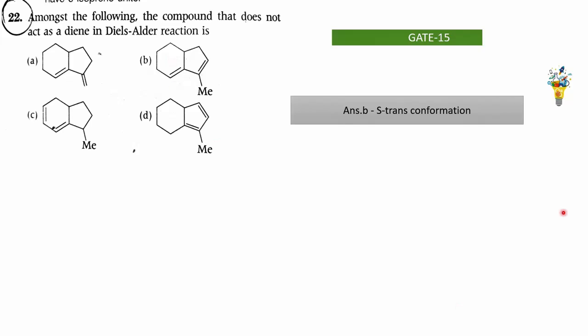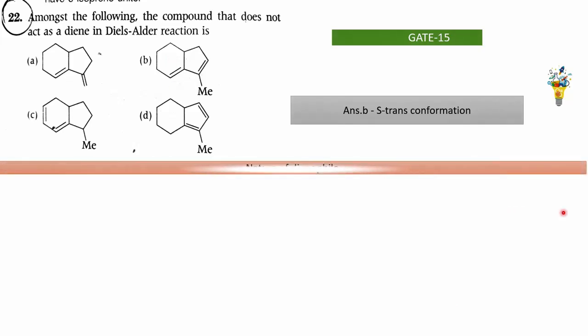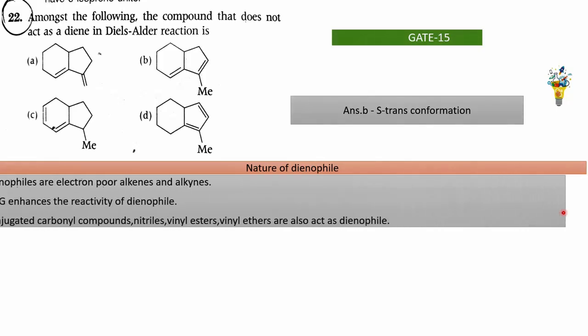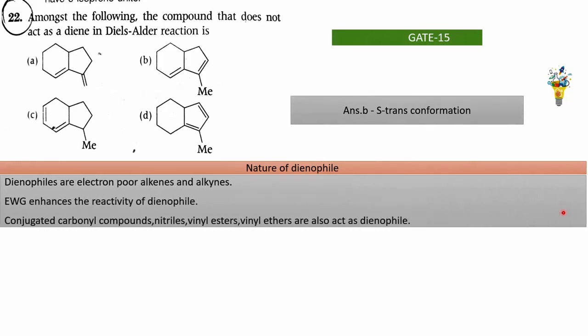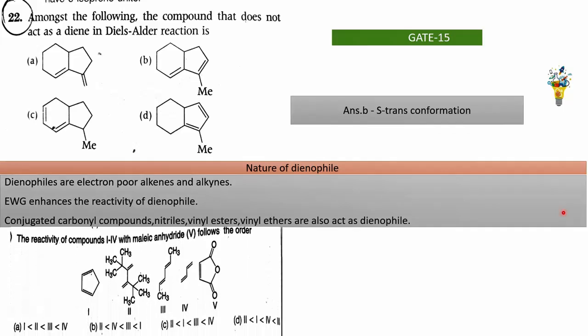Okay. Then the nature of the dienophile. A dienophile is an electron-poor species. So some electron-withdrawing groups are present in it, and automatically it is more reactive. So not only alkenes and alkynes, but also conjugated carbonyl compounds, nitriles, vinyl esters, and vinyl ethers act as dienophiles in the reaction. So here is one more question.